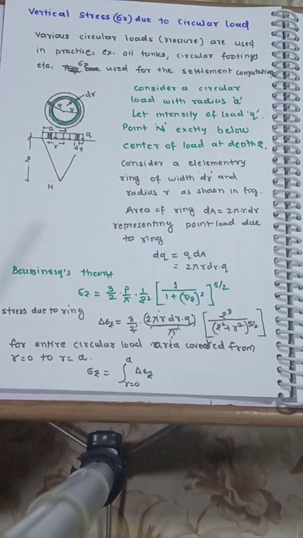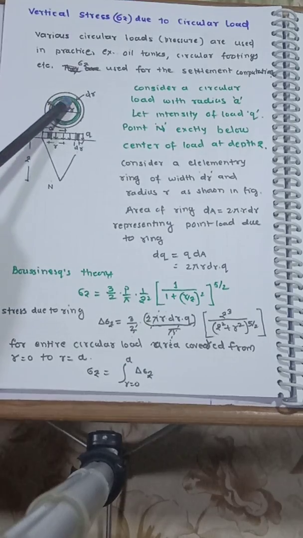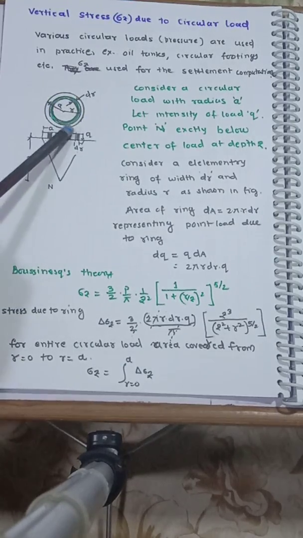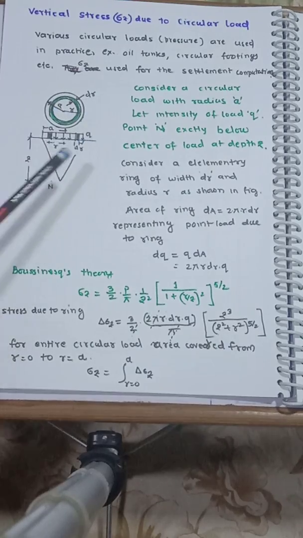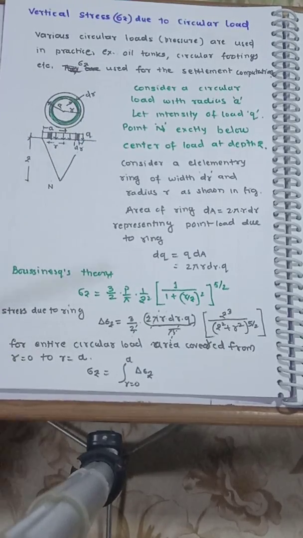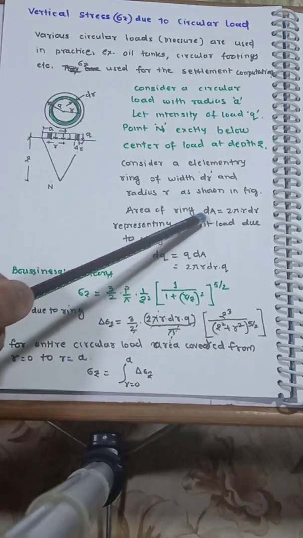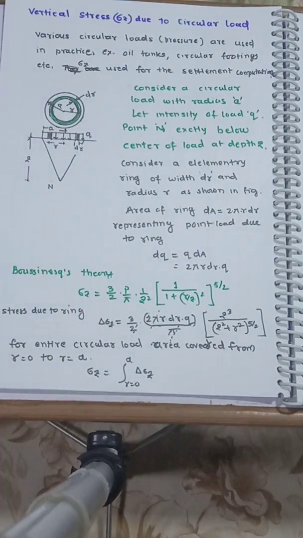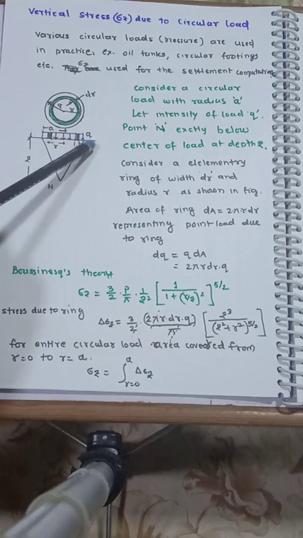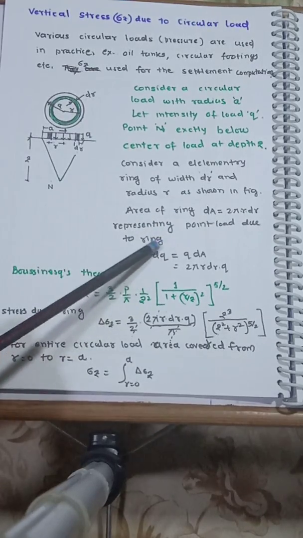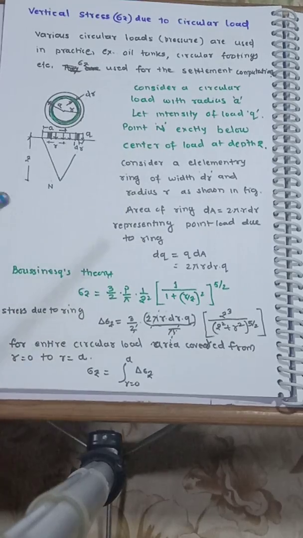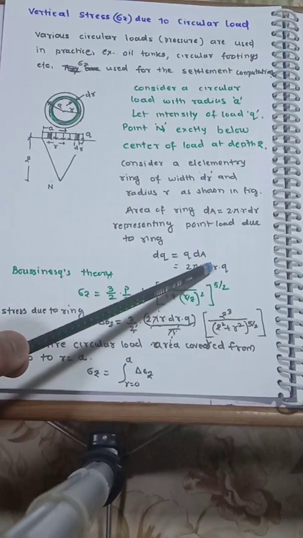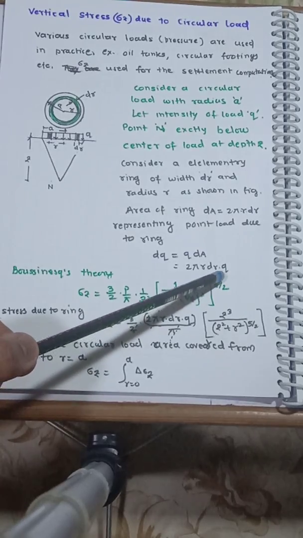Okay, now to analyze this, let us consider a small ring inside, as shown in the green color, at a radius r, and its thickness is dr. This is a ring at a radius r, an intermediate ring, and its width we can say, not thickness, is dr. So the area of this ring will be 2 pi r dr, and the intensity is q. When I multiply with the intensity, I get a small equivalent vertical point load, that is q into the area, that is 2 pi r dr into q.